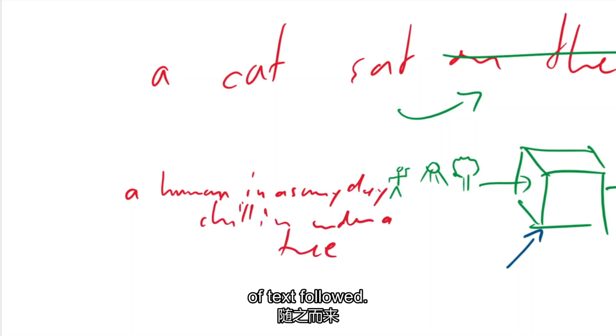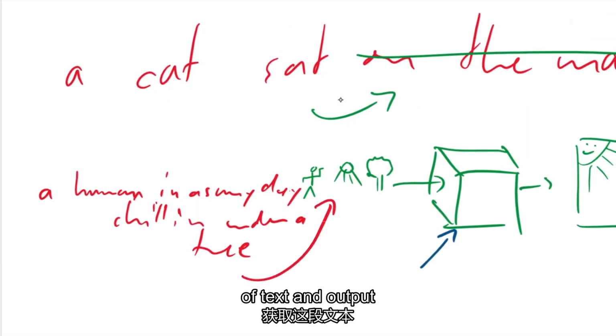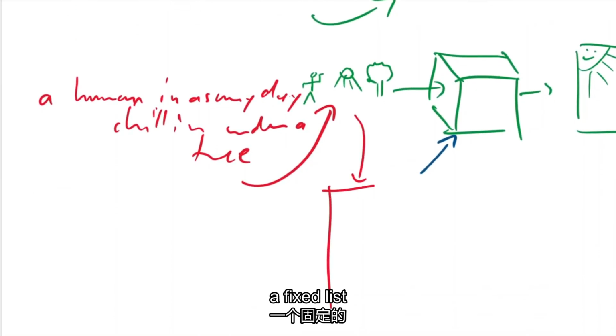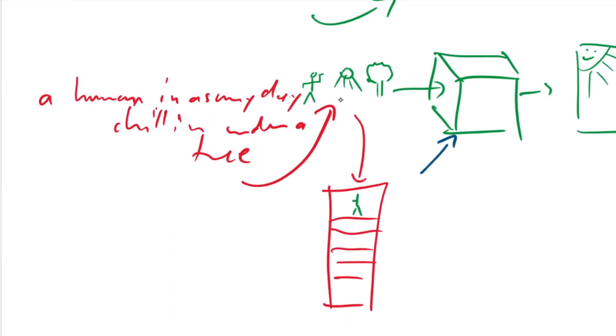So this piece of text followed. The model is trained to take this piece of text and output this sequence of hieroglyphs. That's something a transformer can do if you have a vocabulary right here. So if you have a fixed list of hieroglyphs that you could use, the human is in there.